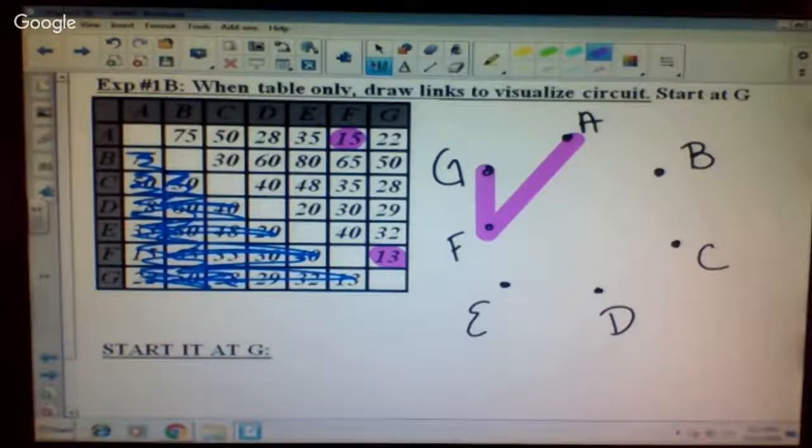You can't do F anymore. You already have two lines coming out of it. So anything connecting F is out of the picture. What's my next smallest number? D to E. D to E. There's a 20.